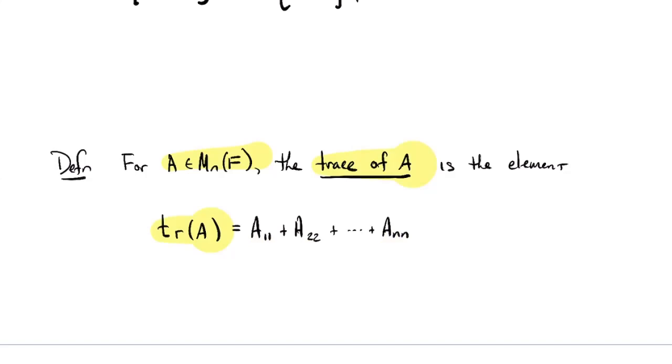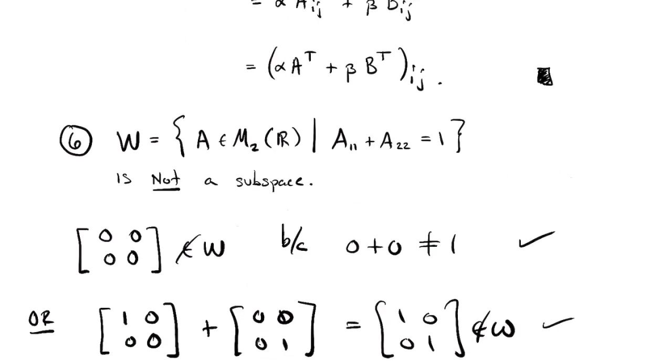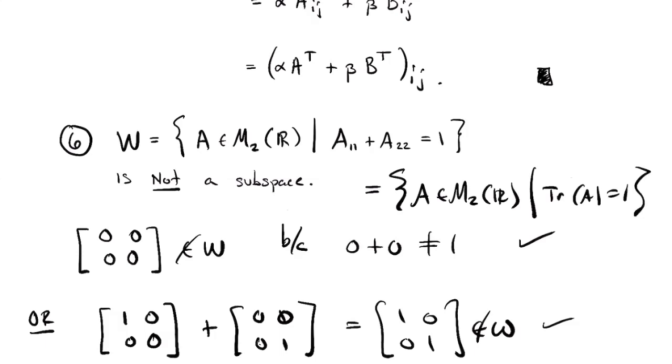So if you're visualizing that, I won't write out this whole matrix, but its entries are A11, A12, and so on, A21, A22, and so on. The last one down here would be Ann. The trace is the sum of just the entries that are along the main diagonal. All right, so what we were just looking at above was our W. I know scrolling isn't all that fun to watch in a video, but I could re-describe this set W. These are those elements of M2 whose trace is equal to 1. And that's not a subspace.